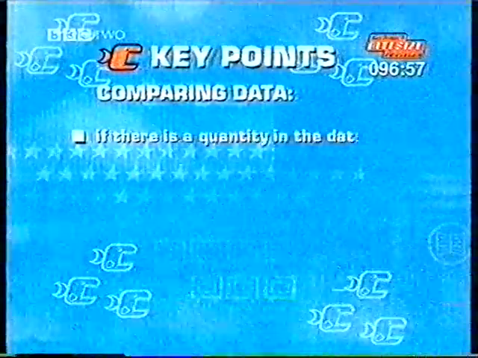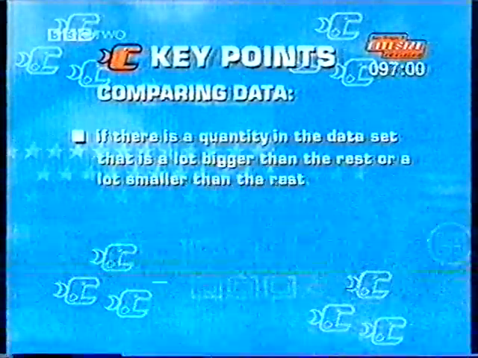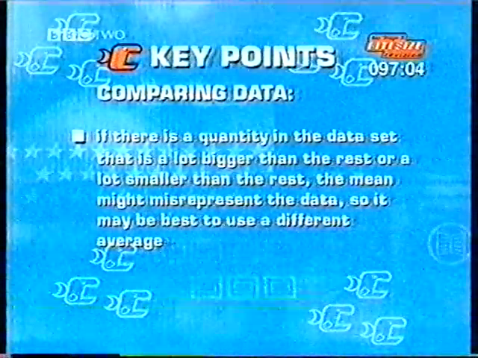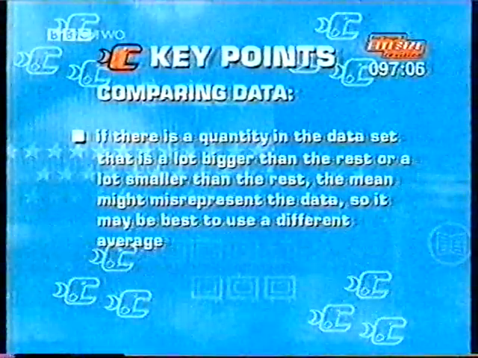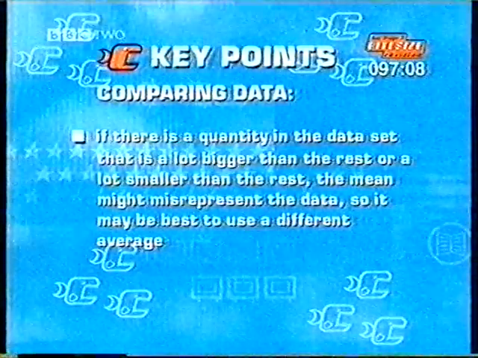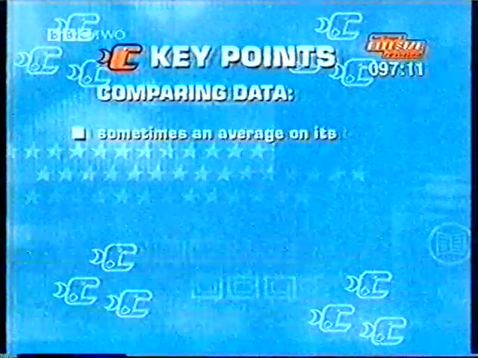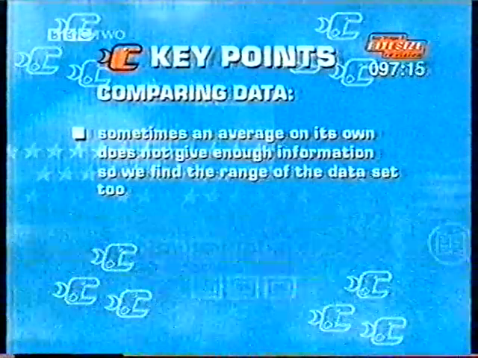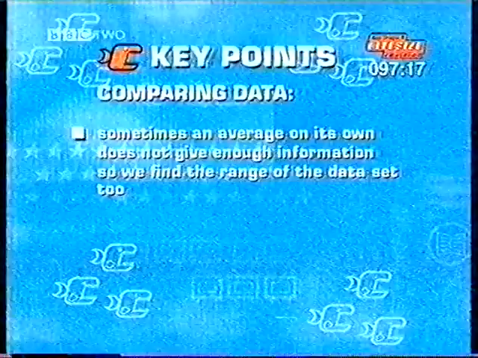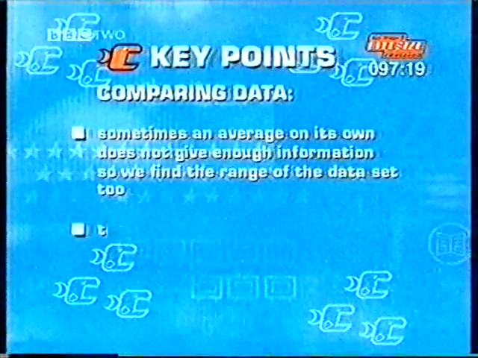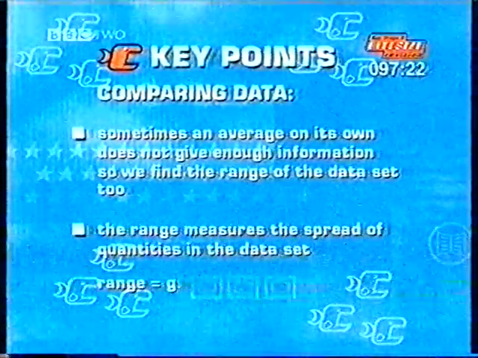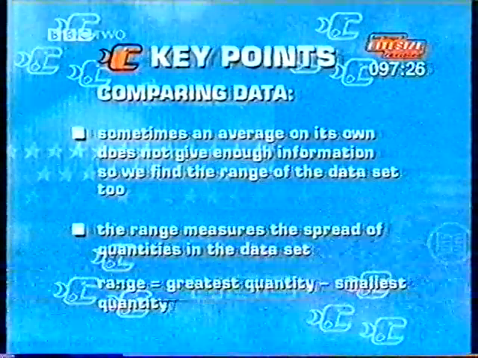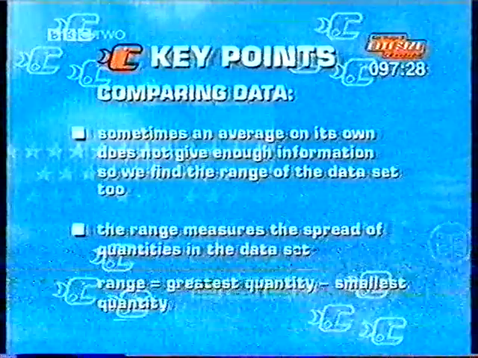If there's a quantity in the data set that is a lot bigger than the rest or a lot smaller than the rest, the mean might misrepresent the data. So it may be best to use a different average. Sometimes an average on its own does not give enough information, so we find the range of the data set too. The range measures the spread of quantities in the data set. We find the range by taking the greatest quantity and subtracting the smallest quantity.